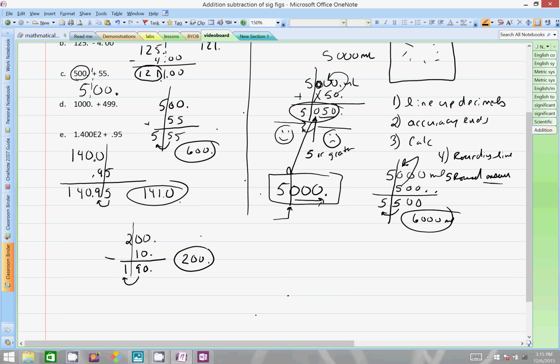Of course, someone might argue, you're taking 10 away from 200 and you have the same number. Well, it's because our accuracy is not good enough to see the subtraction of a small, inaccurate 10.